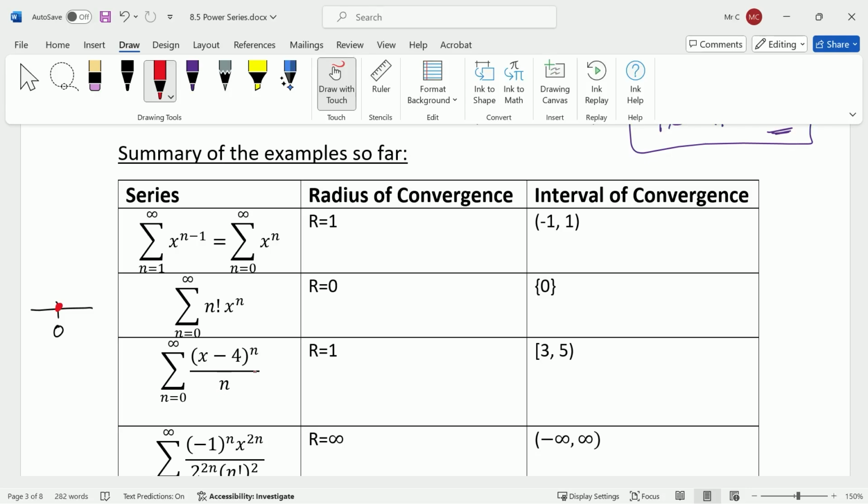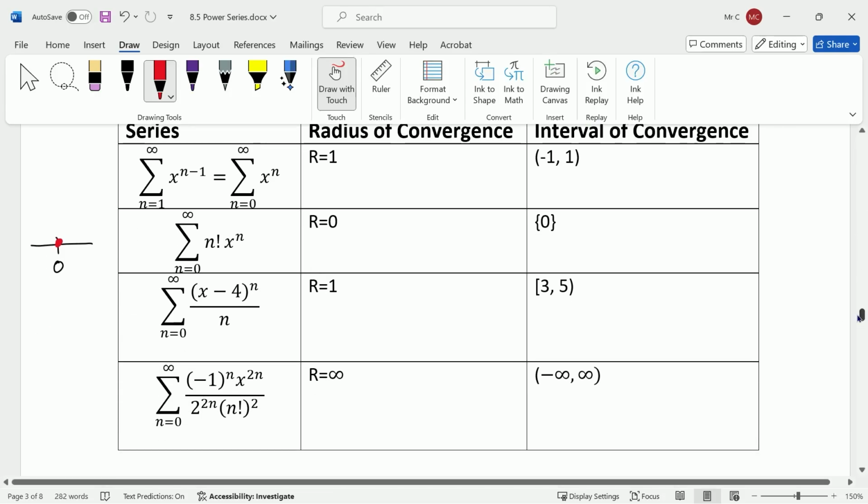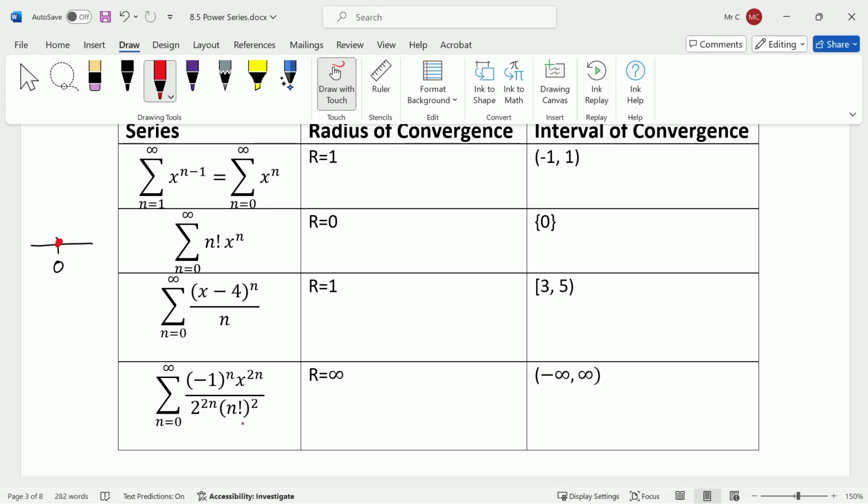Now, we already went over this example. The sum from n equals 0 to infinity of (x minus 4) to the n over n. The radius of convergence was 1. The interval of convergence was from 3 to 5. And here, we've got the sum from n equals 0 to infinity of negative 1 to the n times x to the 2n over 2 to the 2n times n factorial squared. The radius of convergence is infinity for that, and the interval of convergence is negative infinity to infinity.